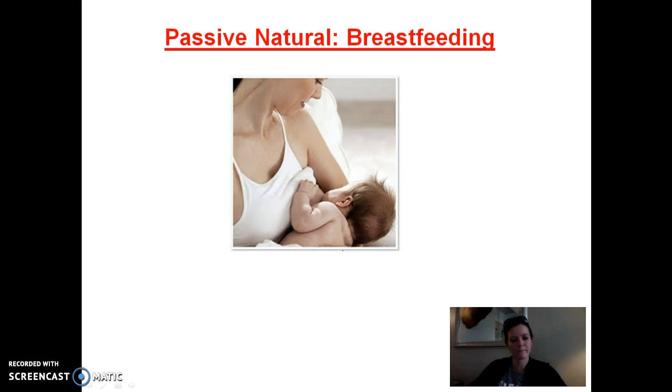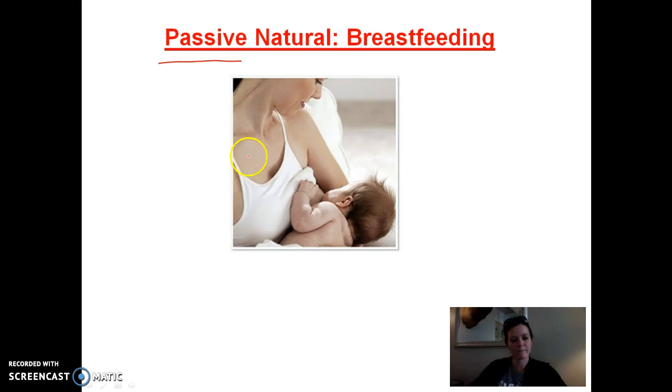The two other options fall into the category of passive immunity, and we said that this is going to be something where the immunity is imparted to us for a temporary time, but it's not going to create the memory cells. So one great example of passive natural immunity is through breastfeeding.